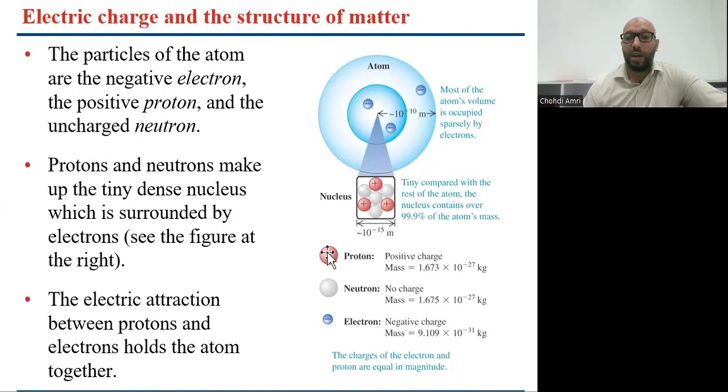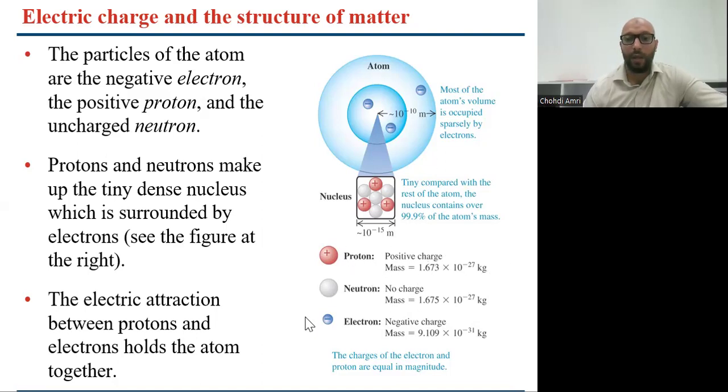The proton is positively charged. Its mass is around 1.673 times 10 to the power negative 27 kg. The neutron has no charge, so the neutron is neutral. Its mass is 1.675 times 10 to the power negative 27 kg.